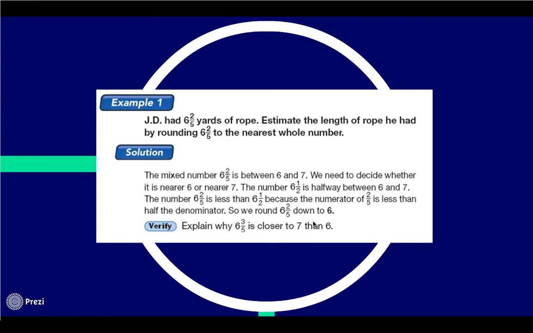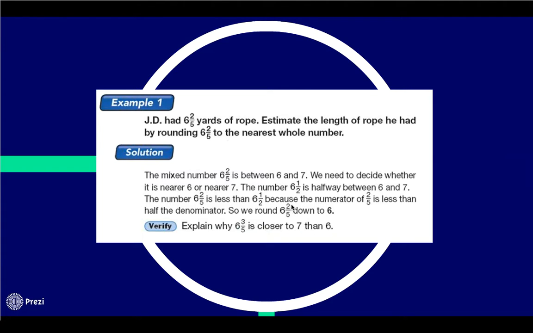So here's our example. JD had 6 2/5 yards of rope. Estimate the length of rope he had by rounding 6 2/5 to the nearest whole number. I know that 2/5 is smaller than 1/2. The mixed number 6 2/5 is between 6 and 7. We need to decide whether it is nearer to 6 or 7. The number 6.5 is halfway between 6 and 7. The number 6 2/5 is less than 1/2 because the numerator 2 is less than half of the denominator, and so we round down to 6.